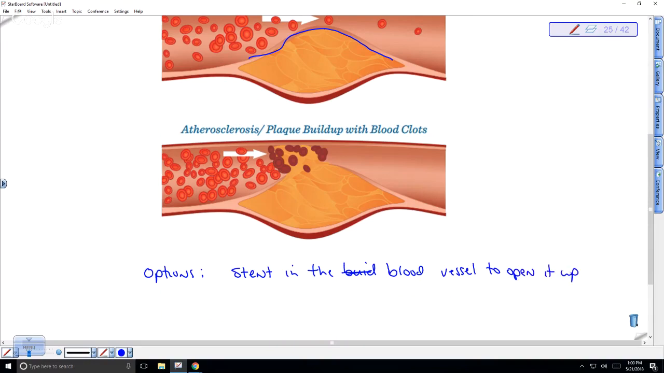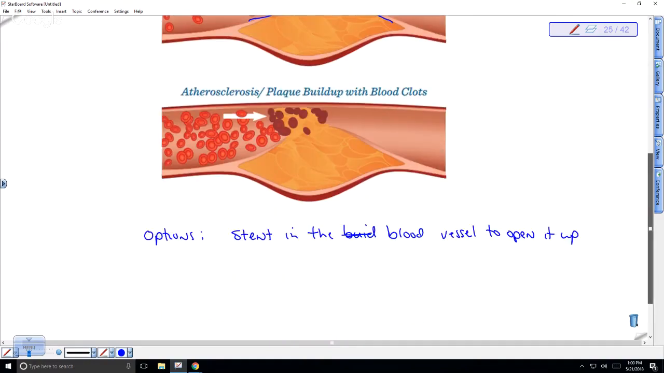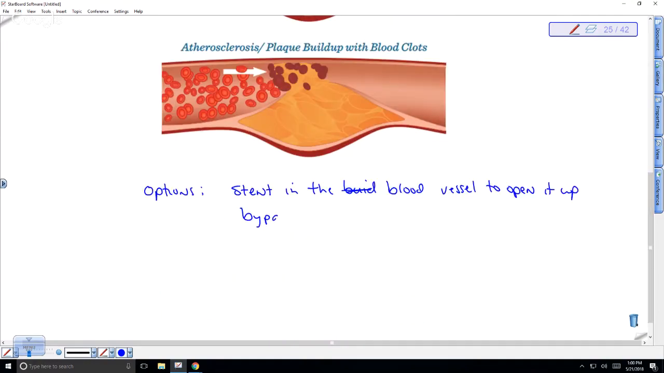Okay, so this is like a wiry mesh. You can stick it in there and it'll pop open, and then it'll prevent the clot from closing up. But if it's too bad, one of the things that they can do is what are called bypass surgeries. And so you could have a single bypass, a double bypass, a triple bypass, a quadruple bypass, right? And that just describes the number of times they have to go around a blockage in a coronary artery.